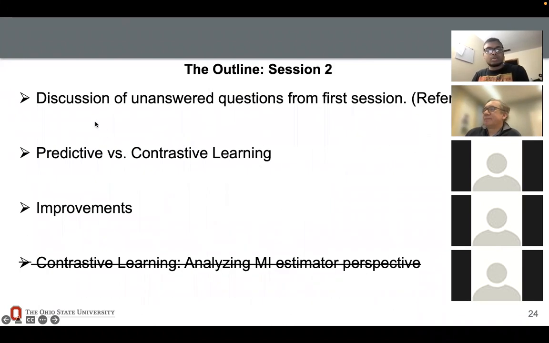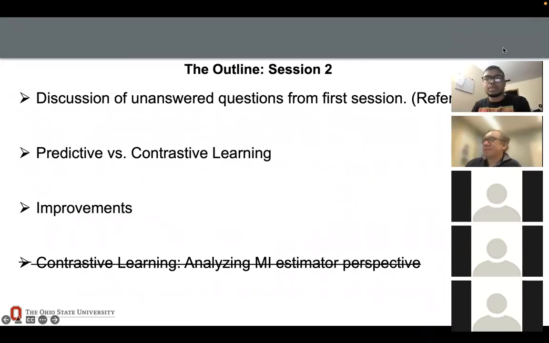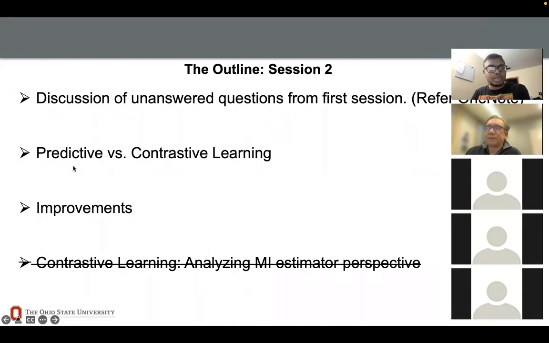Let me just proceed. Today's outline was mostly about discussing the unanswered questions from last time. You can refer to the OneNote notebook, and we have done that already. Now I'm going to go into predictive versus contrastive learning. I'm going to tell you what I think it is, and what the major differences are.